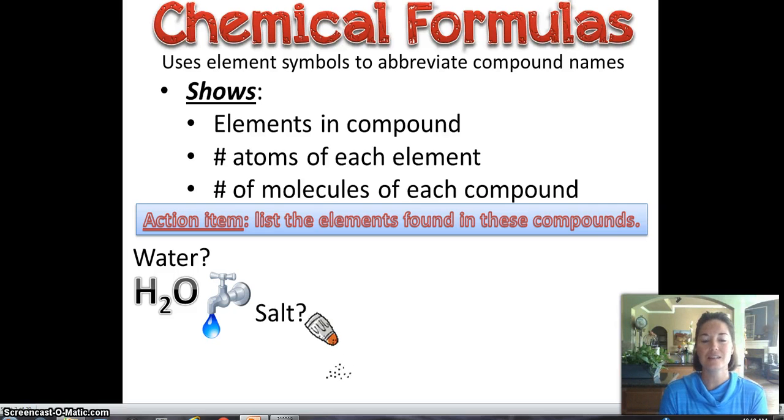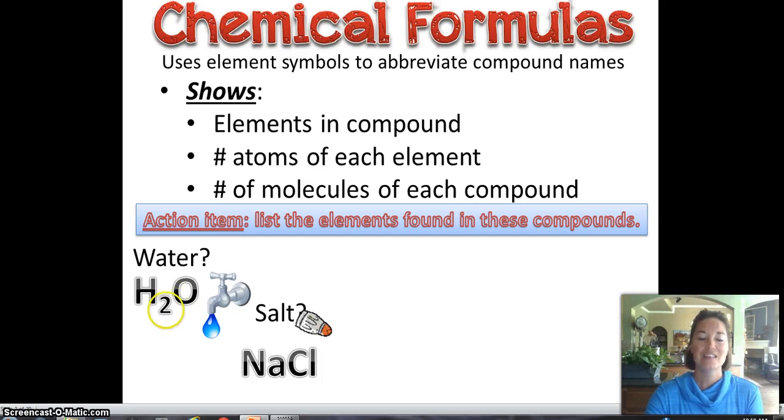The next chemical formula is for salt. Do you know the chemical formula for salt? Well, you might have. It is NaCl. Sodium chloride is the name of this compound, and it is composed of two elements, sodium, Na, and chlorine, Cl.